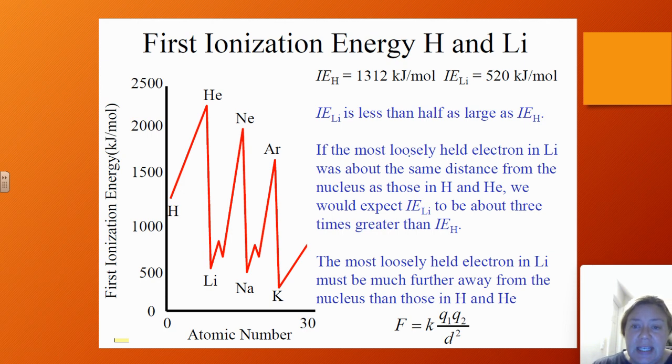If the most loosely held electron in lithium was about the same distance from the nucleus as those in hydrogen and helium, we would expect lithium to be about 3 times greater. But what happens is lithium gets an electron in the next energy level, so therefore the distance gets greater. Okay, so we just want you to see why. And the hardest thing I think about ionization energy is it's the amount of energy required to remove an electron. So you need a high ionization energy because it takes a lot of energy to remove the electron.